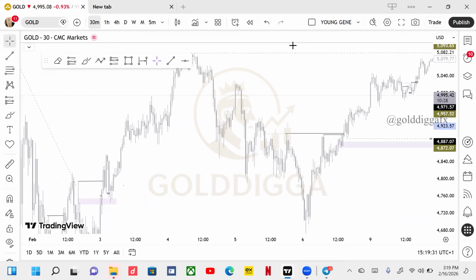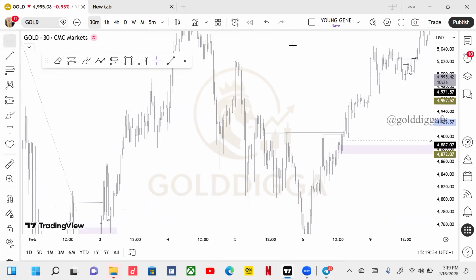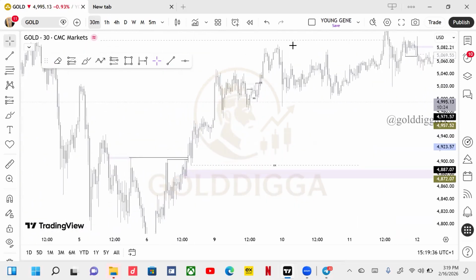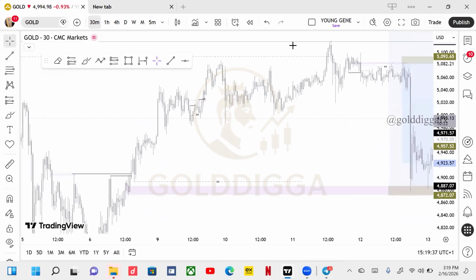So that's it. If you want to mark your trend line liquidity, you don't really have a specific area you're going to mark from.